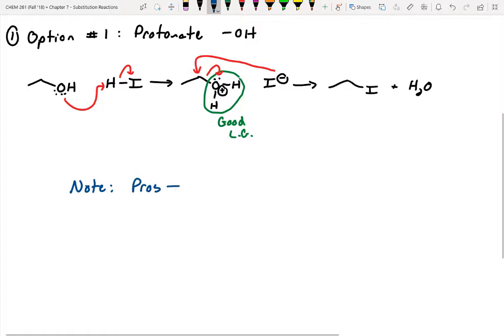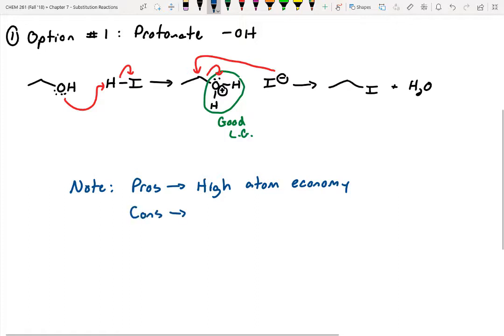The pros, in my opinion, is high atom economy. Really, the only waste we made in this reaction is water. That's pretty good in terms of green chemistry. The con is a bit different.